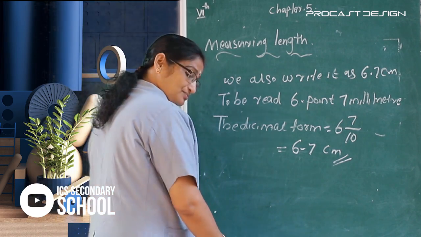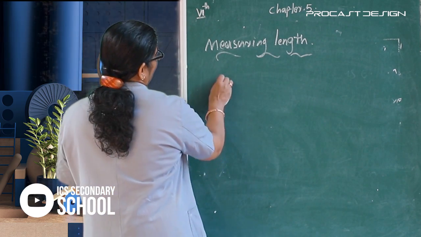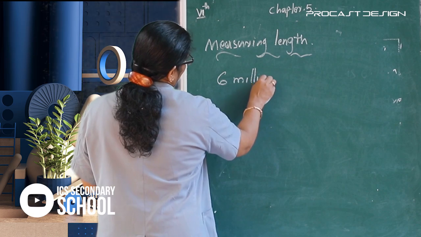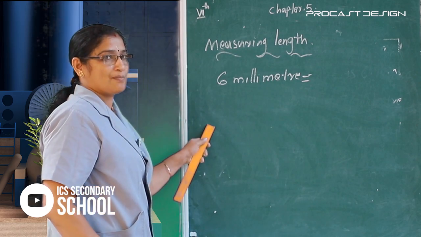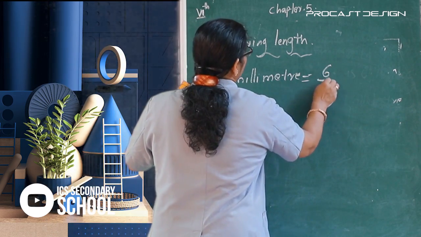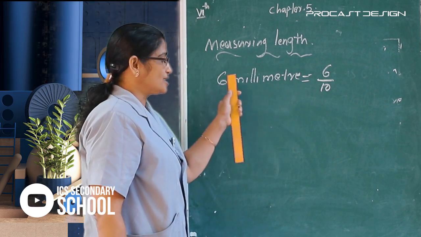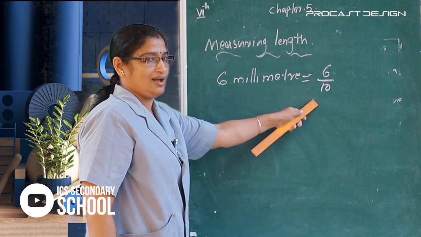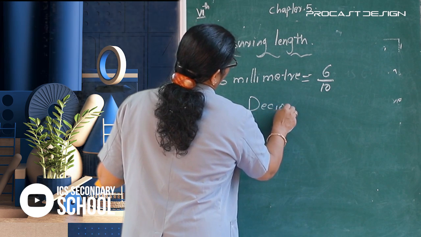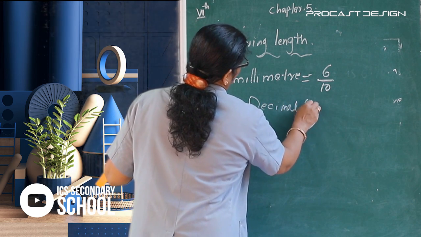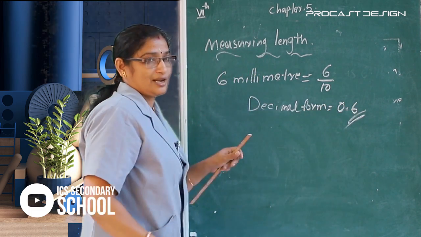Okay. Next, millimeter. I can convert to decimal form. 6 by 10, that is the fraction form. 10 is the millimeter and the decimal form is 0.6.